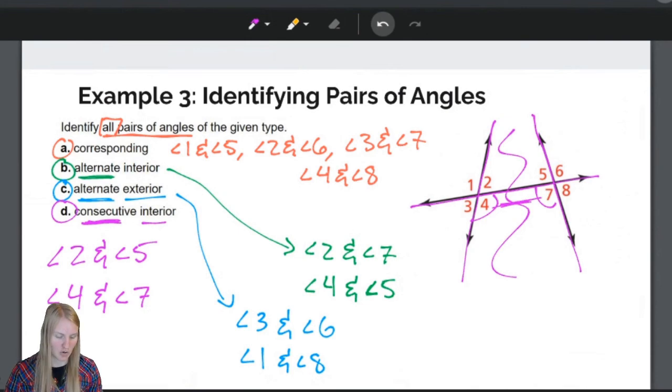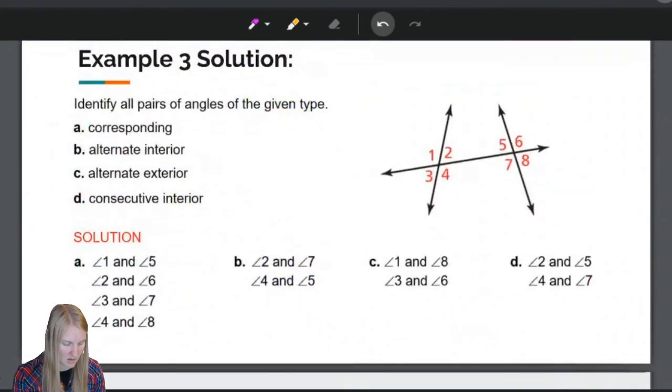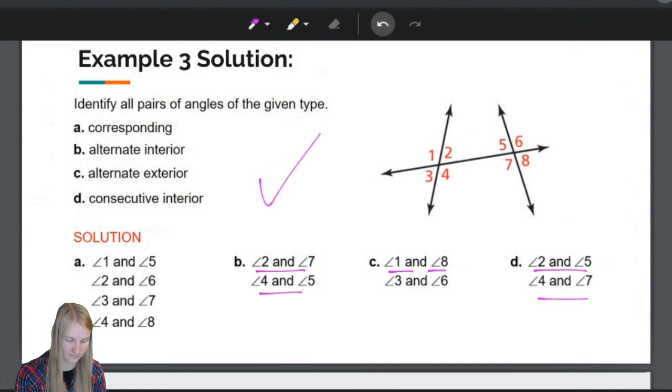But we can check and make sure that we were correct. 1 and 5, 2 and 6, 3 and 7, 4 and 8, yup. Top left, top right, etc. 2 and 7, 4 and 5, yep. Alternate interior. 1 and 8, 3 and 6, yup. And 2 and 5, 4 and 7. Yay, we were right.